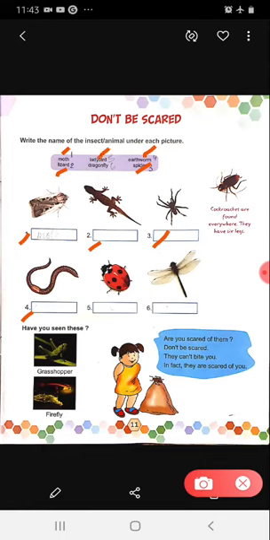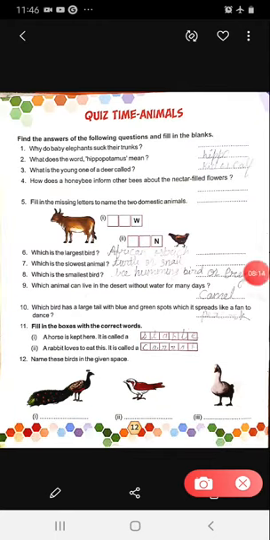The next one is ladybird. This bird is also called ladybird, and the sixth one is dragonfly. This is dragonfly. Have you seen these animals? This is grasshopper or firefly. This is also called firefly.